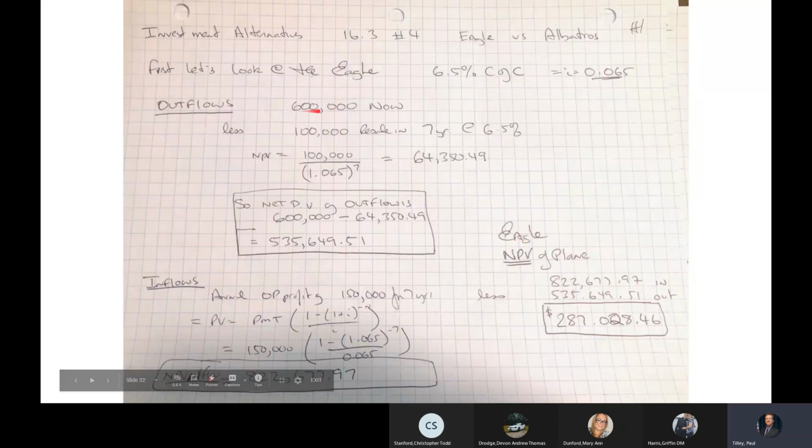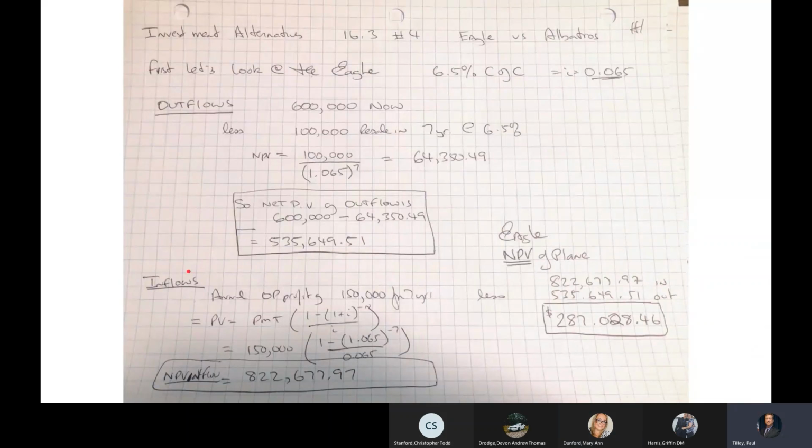Outflows. So 600,000 went out, less the 100,000 resale in 7 years at 6.5%. So what I did is I did a net present value calculation. So the net present value of that 100,000 in 7 years is 64,000 and change. So the difference between how much I had to put out now and the present value of what I was going to get back gave me the net outflow, the net present value of the outflow for the Eagle airplane. So 535,000 and change. Okay? See how I did that?